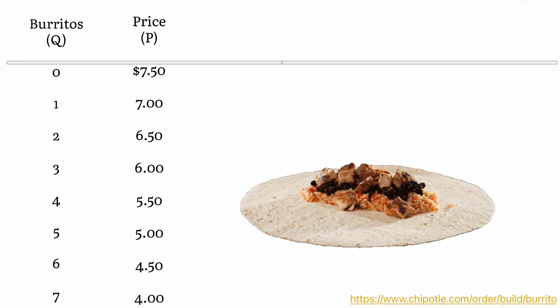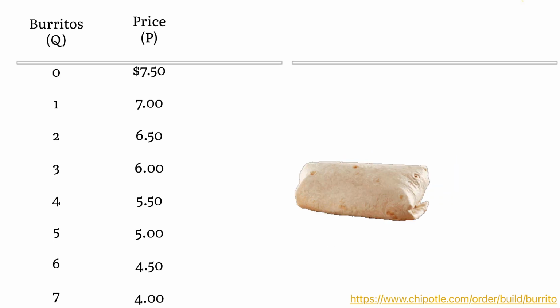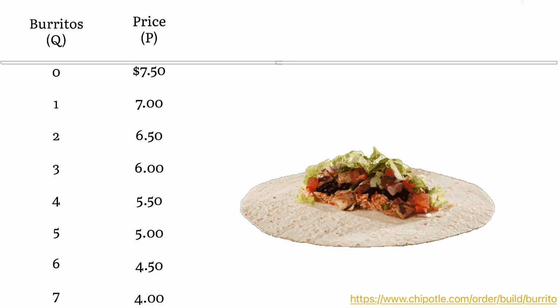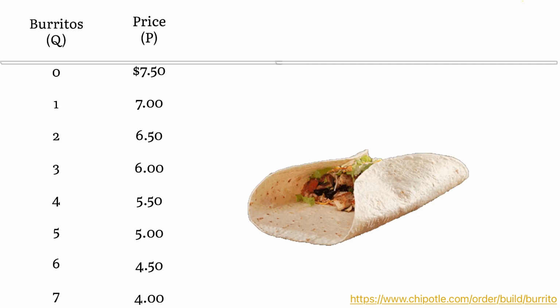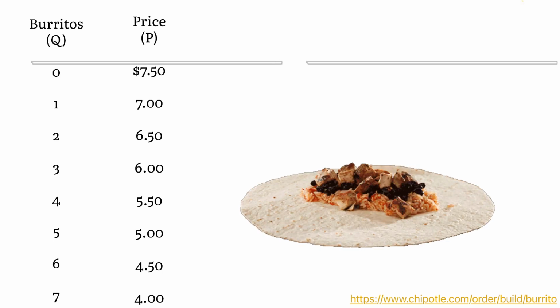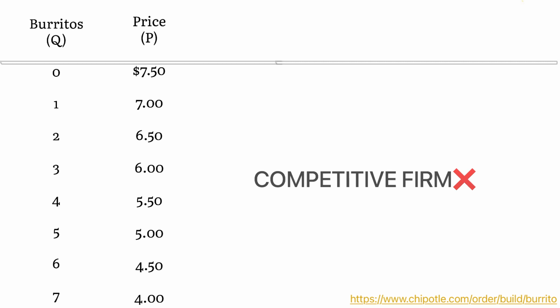Here we have a table that includes data about Chipotle menu prices of burritos. There is the quantity from 0 to 7 burritos, and also we have the price measured in dollars. Now we're going to learn about the difference. First, this is not a competitive firm. Why? Basically because of the price. Remember, no matter the quantity, if it were a competitive firm, the price would be exactly the same. Next, we notice here that when the quantity increases, the price decreases, and that is the inverse relationship. So here now, we're talking about the demand.